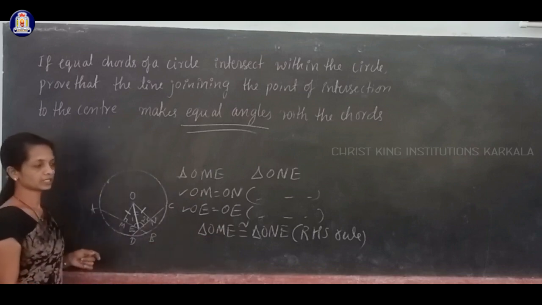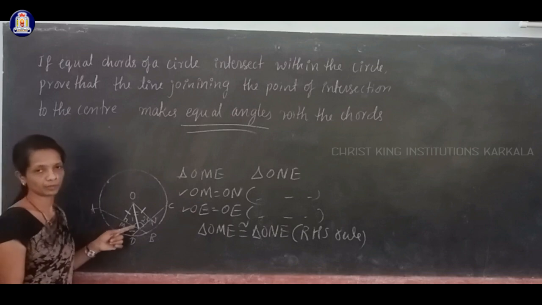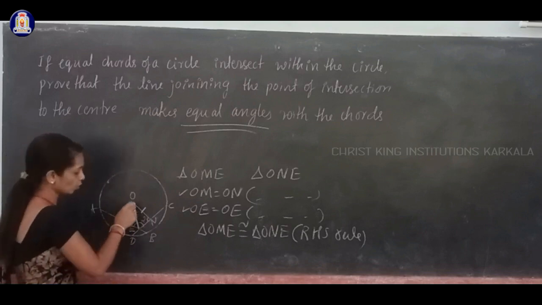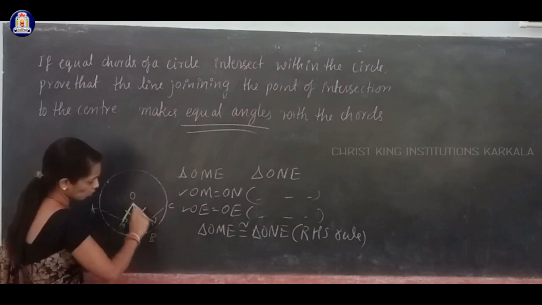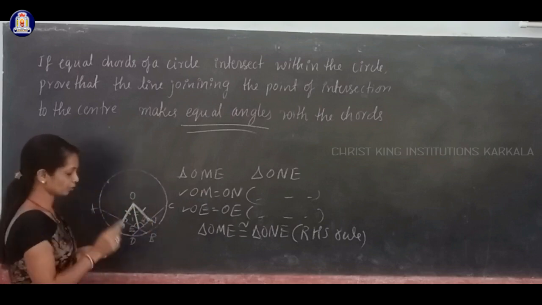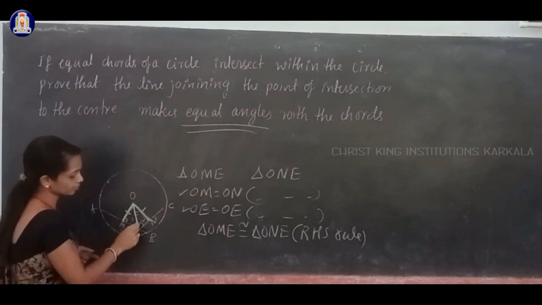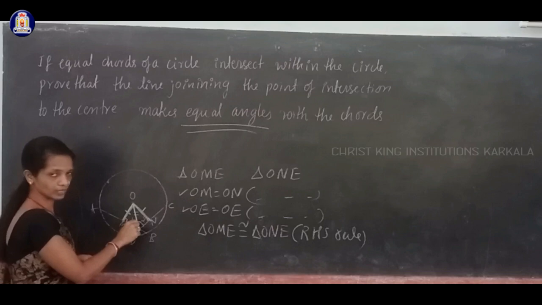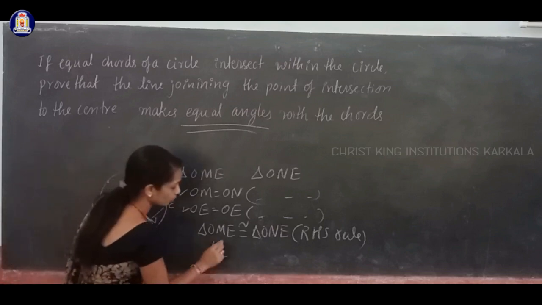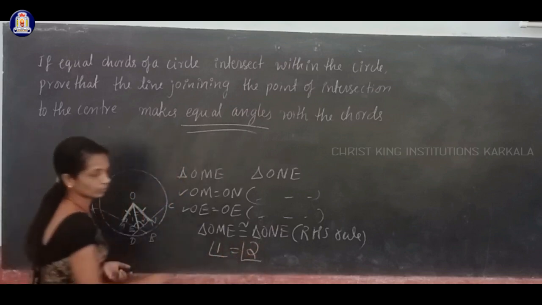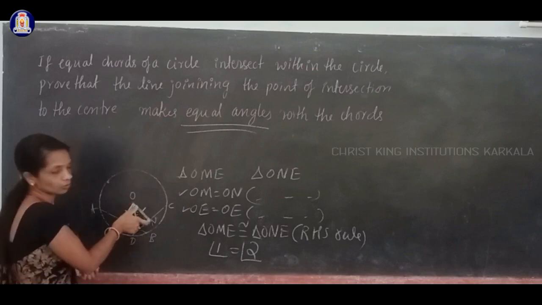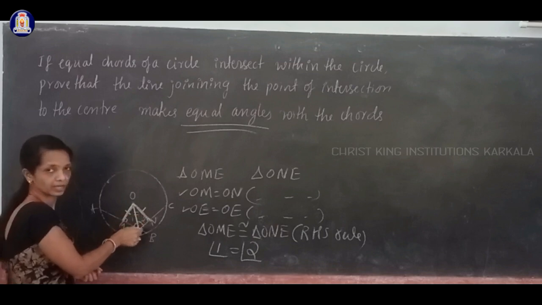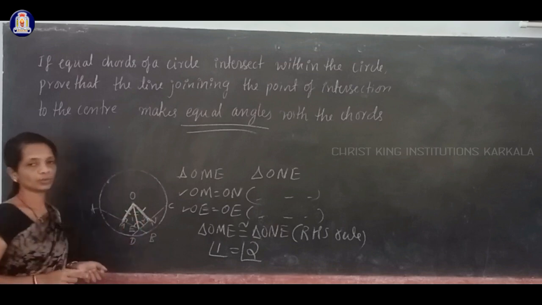Okay, once the triangles are congruent, then you can equate the angles opposite to equal sides. Now you observe OM and ON. These are equal sides that we know. Now you have to observe the angles opposite to those equal sides. If you look opposite the OM side, here you will get angle 1. So angle 1 is equal to angle 2. We can say angle 2 is opposite to ON. If you look opposite ON in this triangle, you will get angle 2. So angle 1 is equal to angle 2.